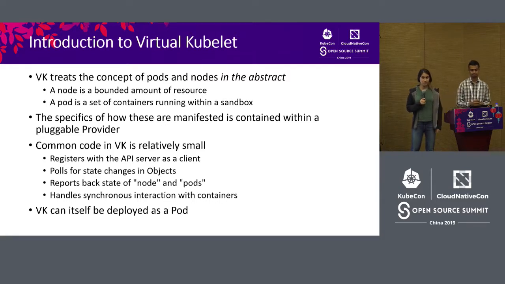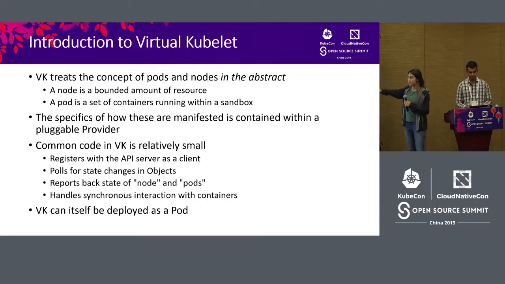All right, so Virtual Kubelet, that was kind of what the node does, and I tried to give a little bit of an explanation of what VK did layered on top of it. But Virtual Kubelet itself, we treat the concept of pods and nodes in the abstract. So we're literally just passing through a string. When you see a virtual kubelet node, it's just a string that's being passed through to Kubernetes.